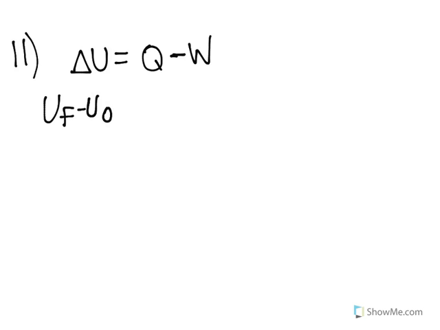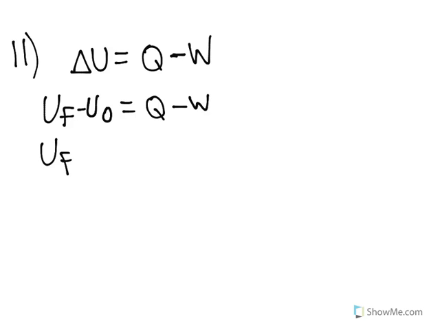Number 11 has to do with the first law of thermodynamics, and that states that any change in internal energy of a system has to do with heat added to the system minus work done by the system. So anytime I have a delta anything, that means final minus initial. So I have my final minus my initial internal energy is equal to heat added minus work done.